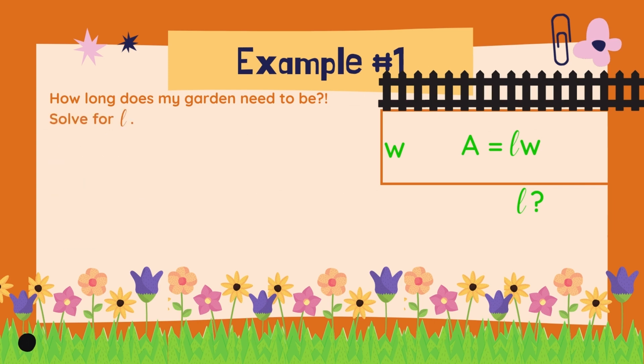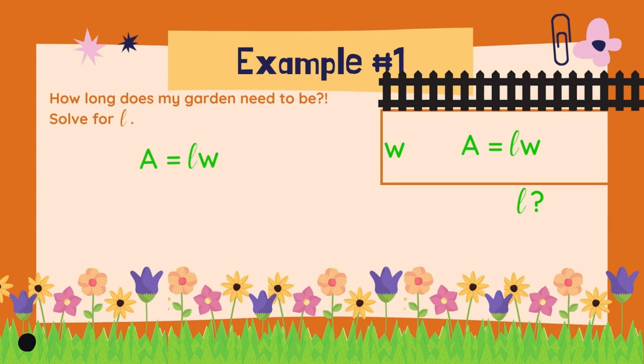Let's start by rewriting the formula A equals length times width. We are trying to solve for the variable L. It's on the right side of the equal sign. What's with it? It has a W with it. What kind of math is happening there between the L and the W? Since they're right next to each other, they're being multiplied. So we need to undo that math.